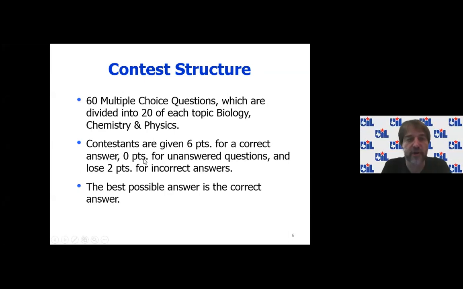So here's the structure. All of the questions are multiple choice. There's a total of 60 questions, 20 in each category. The way the scoring works, there is a penalty for guessing. So you get 6 points for each correct answer. You leave it blank, there's no penalty or no points. And if you guess wrong, you lose 2 points. Now, until we get to the state exam, all of the questions will have 5 choices, A through E.